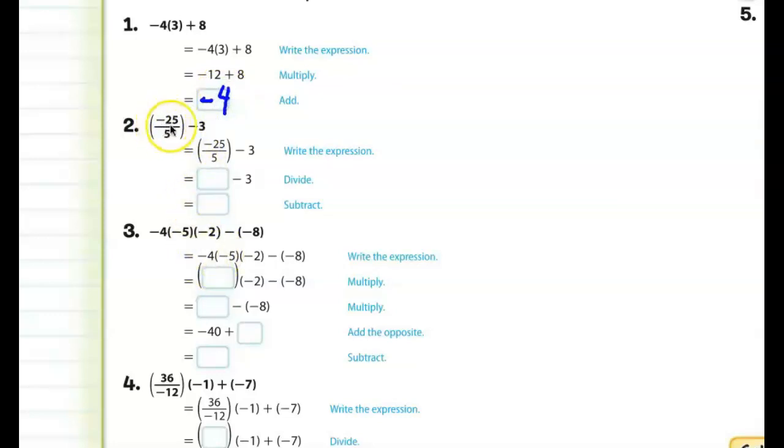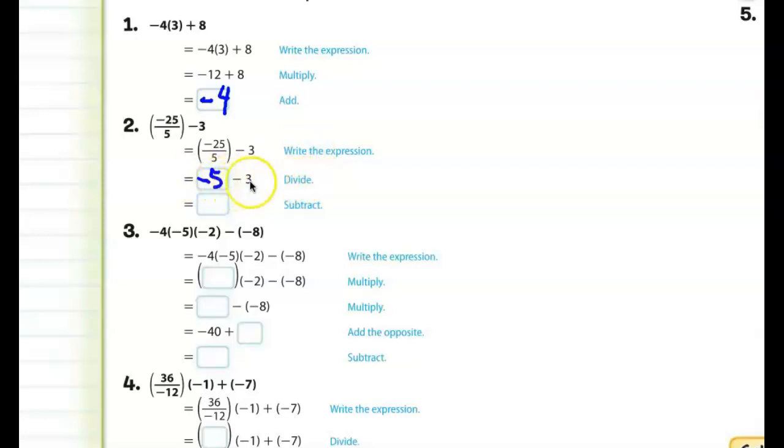Okay, so for number 2, we have negative 25 divided by 5. So if you have a negative and you divide it by a positive, will the answer be negative or positive? Go ahead and write down what you think the answer is. Okay, negative divided by positive is a negative, so we're going to write negative 5 as our answer.